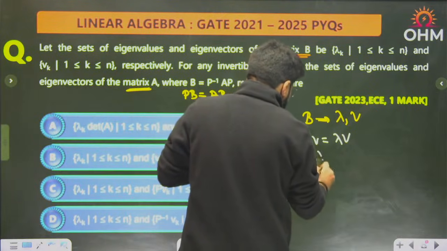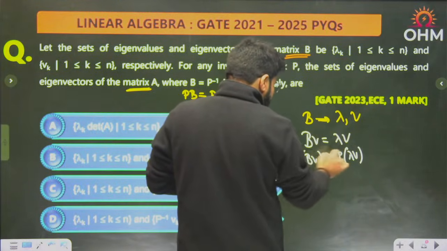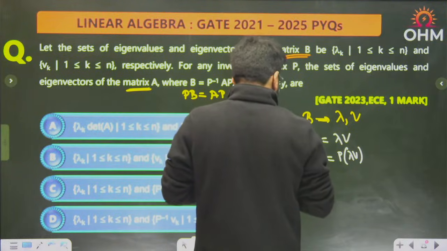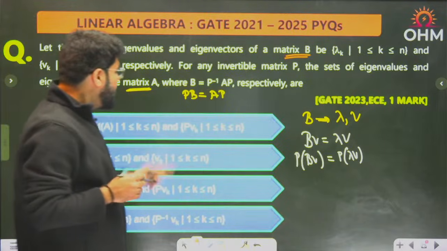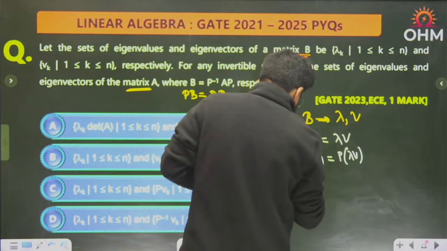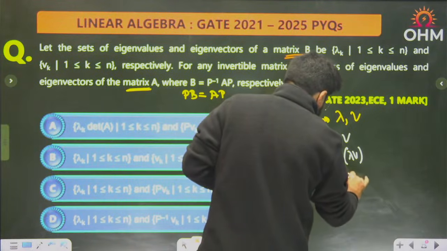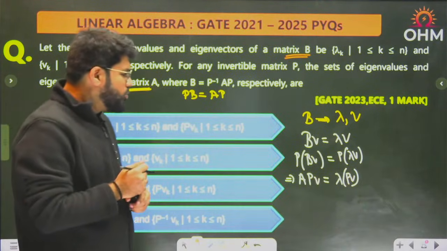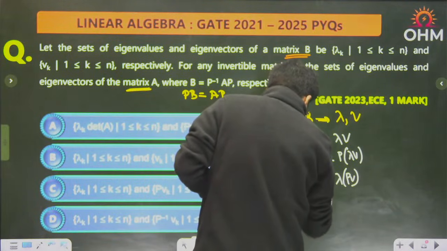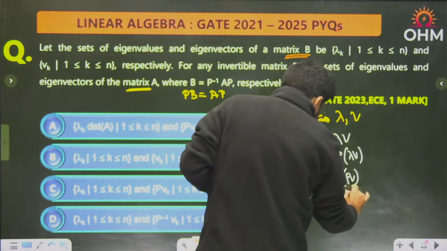So P into BV equal to P into lambda V. Lambda is a number, so multiply P, the matrix, with the vector V. I want the result for A. What is P into B here? P into B will be A into P. So the left side can be written as A into PV equal to lambda into PV. Now see the relation very carefully: A into PV is equal to lambda times PV.